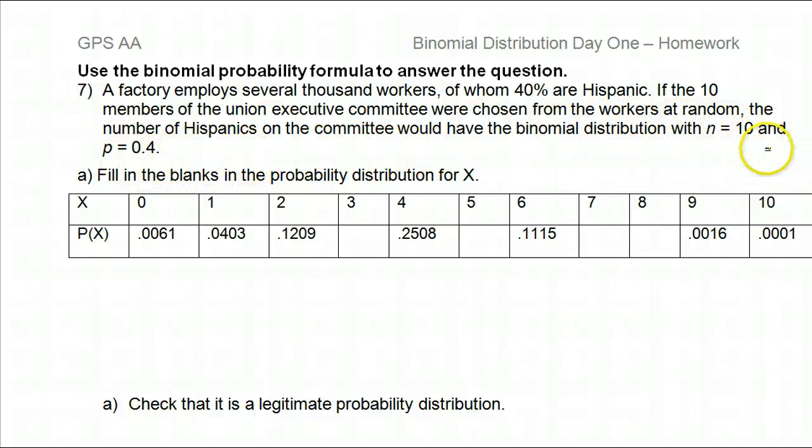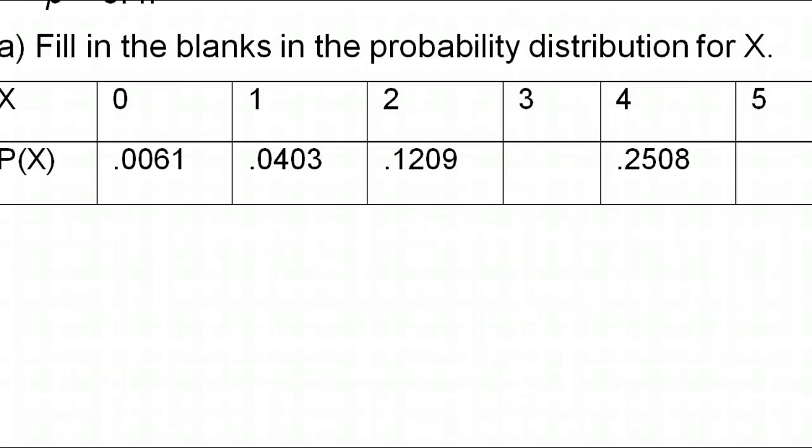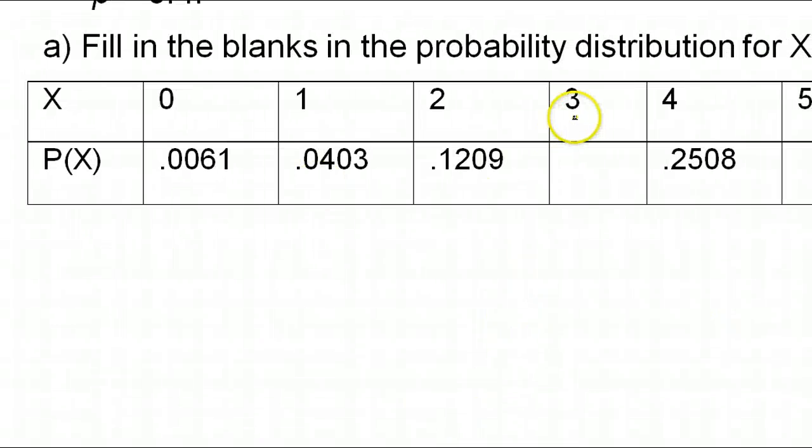Okay, so they're blatantly giving us the values. So we need to complete this probability distribution. They've done most of the work for us, but for example, the probability of 3 is left empty. Let me zoom in so I can write small. So for example, the probability of 3 Latinos on the committee would look like this.